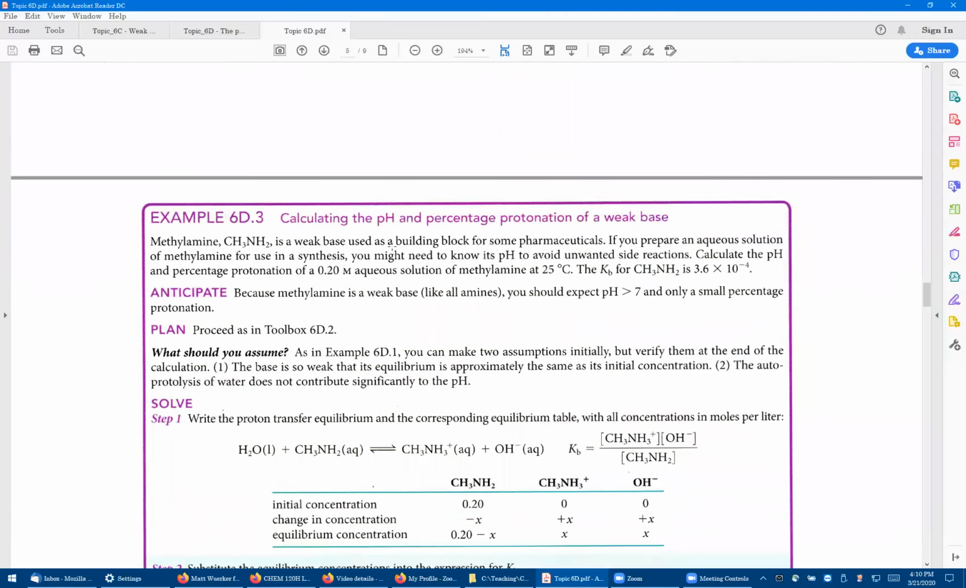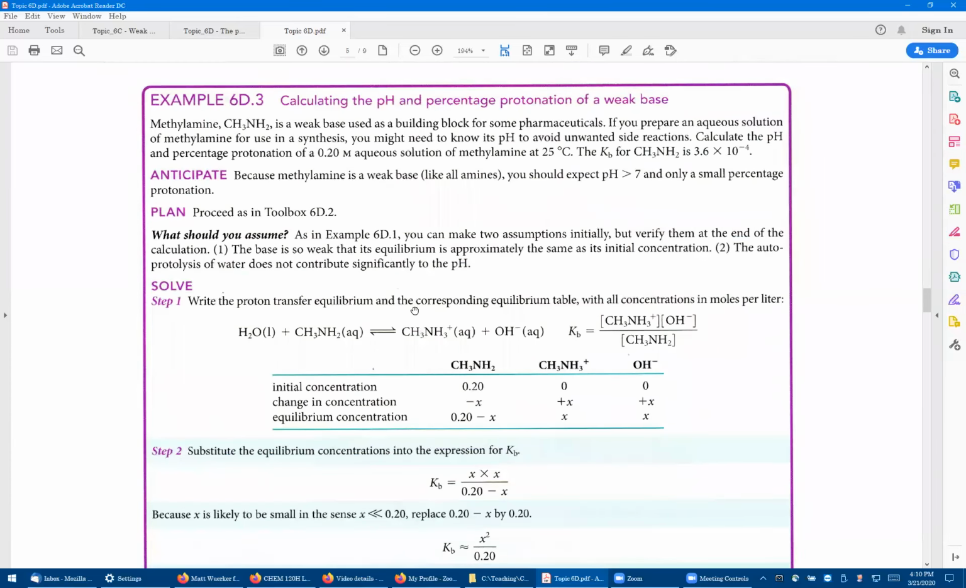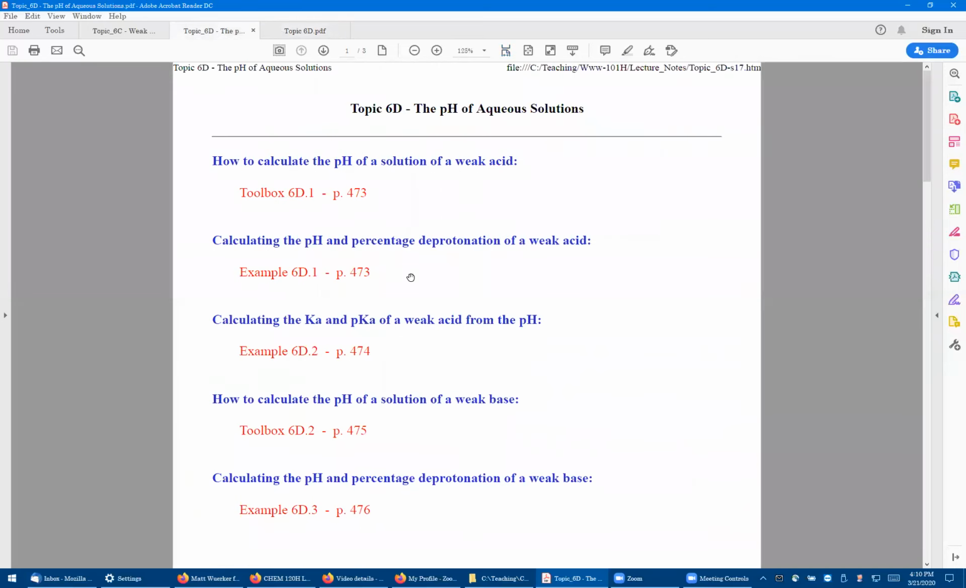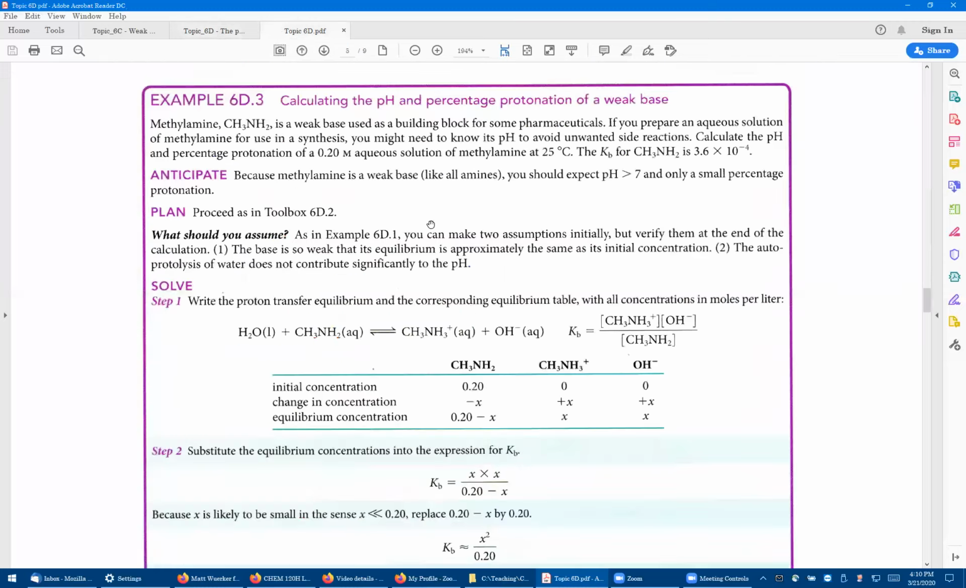So here's an example from the book of calculating the pH and the percent protonation of a weak base. I'll go back here to my setup, which is in the lecture notes. I had a bit of a typo here when I said calculating the percent deprotonation of a weak base. It's actually the percent protonation because it acquires a proton. So here we are. Here's the reaction itself. Now they got the formula for water correct.